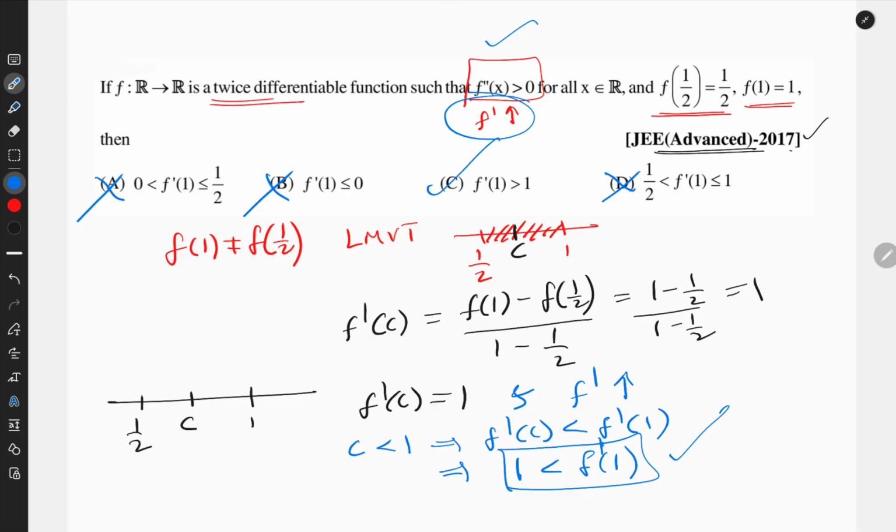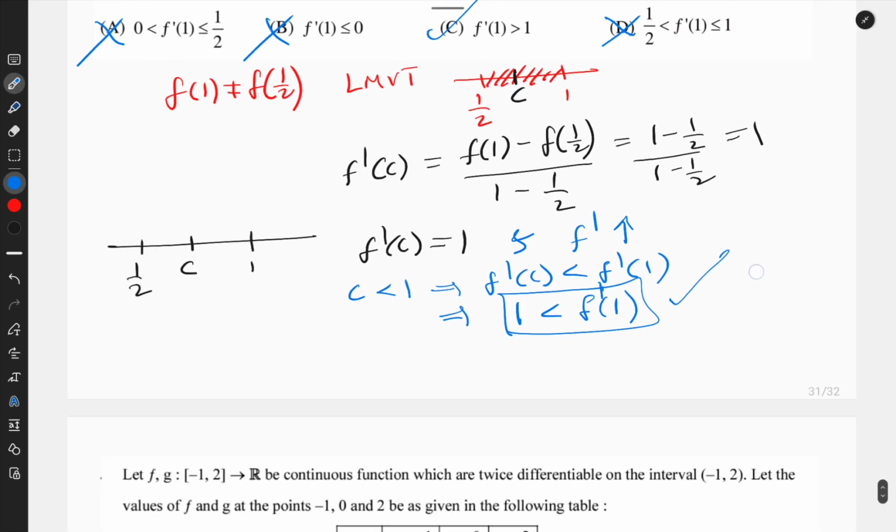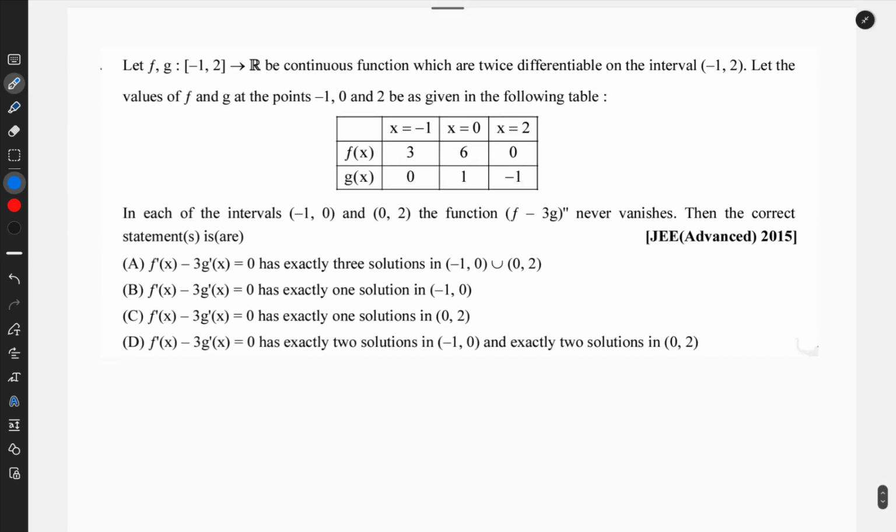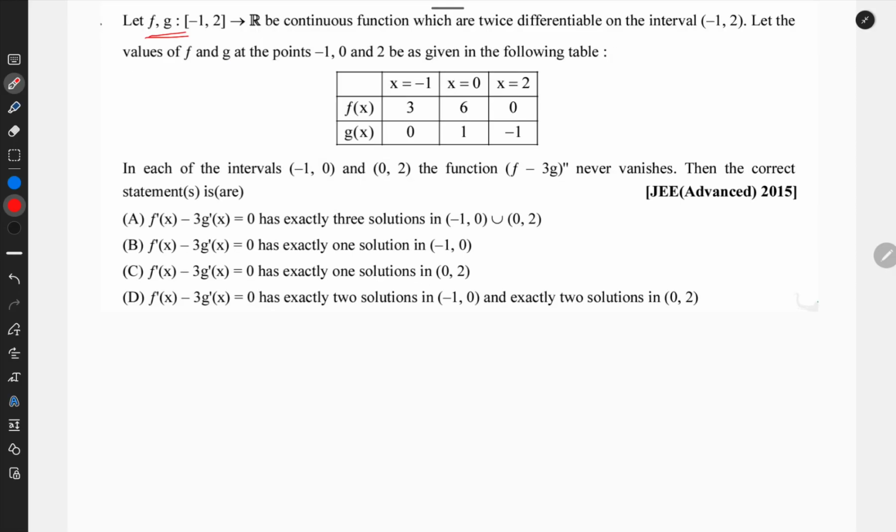One more question in advance, let's look into that. It's given in 2015, and the question is that f and g are two functions defined on the same interval. So here f and g are continuous functions, and also twice differentiable functions, on the interval open -1 to 2, and the corresponding values are given.